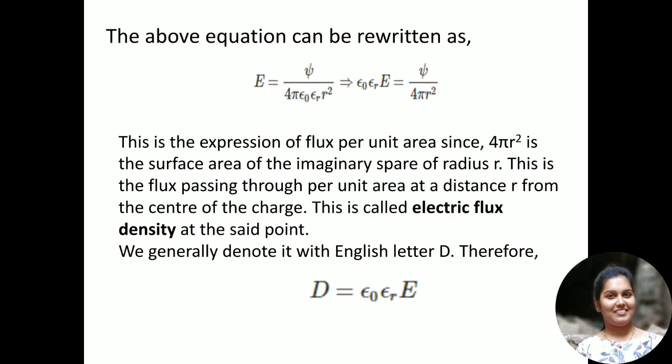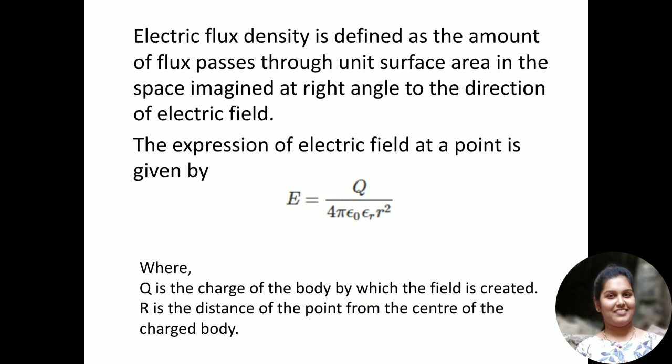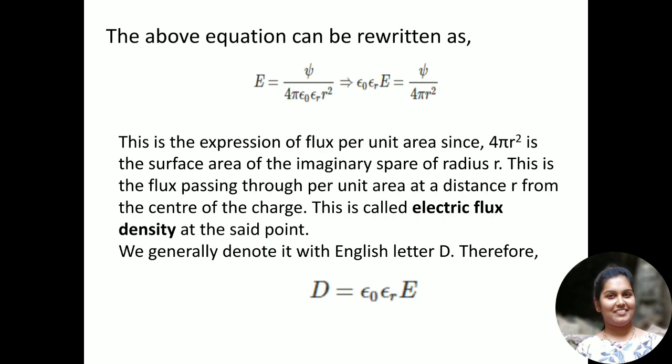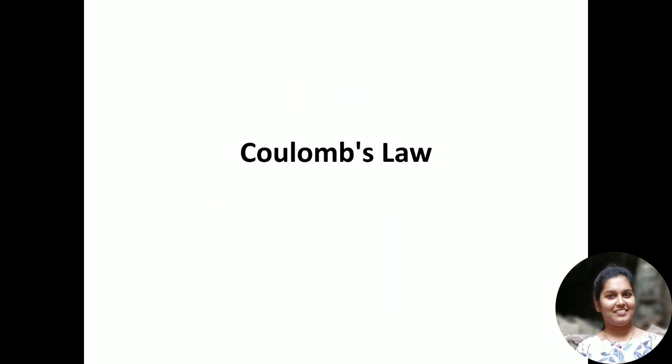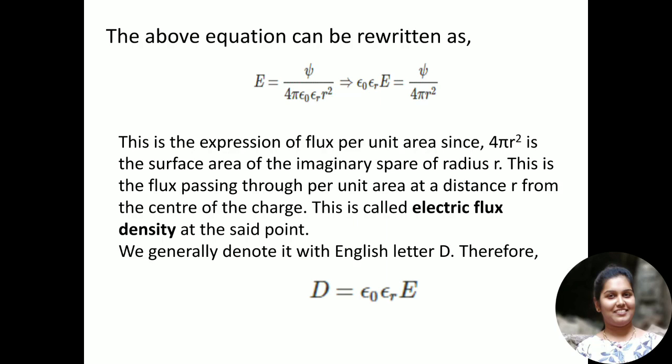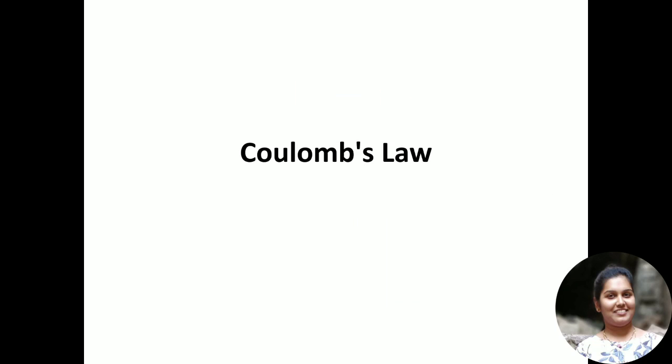Epsilon naught is the absolute permittivity, whereas epsilon r is the relative permittivity, and E is nothing but the electric field. So the expression for electric flux density is D equal to epsilon naught epsilon r into E. The expression for electric flux is Q is equal to psi. Okay, next, the last point for this presentation is Coulomb's law.